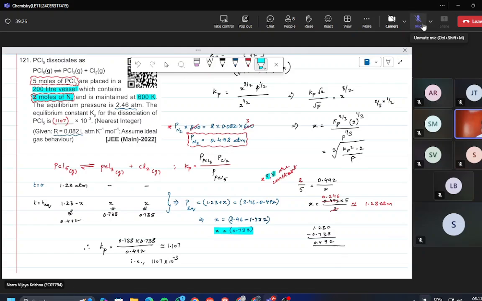Because temperature and volume are kept constant throughout the process. In PV equal to nRT, if V and T are constant, R is already constant, then what happens? Pressure and number of moles are directly proportional. If number of moles increases, pressure also increases proportionally. That's what I have written. So P1 by P2 equal to N1 by N2.